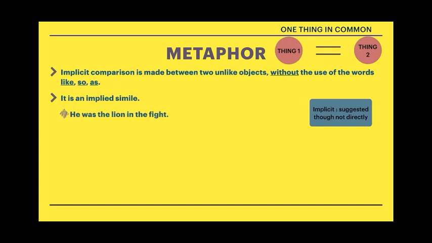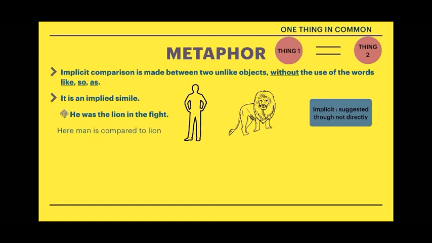He was the lion in the fight. Now in this sentence we are comparing this man to this lion, right? But here when we are doing this comparison, we are not using words like, so, as. Just like simile, here in metaphor again there is comparison, but we are not using words like, so, and as.